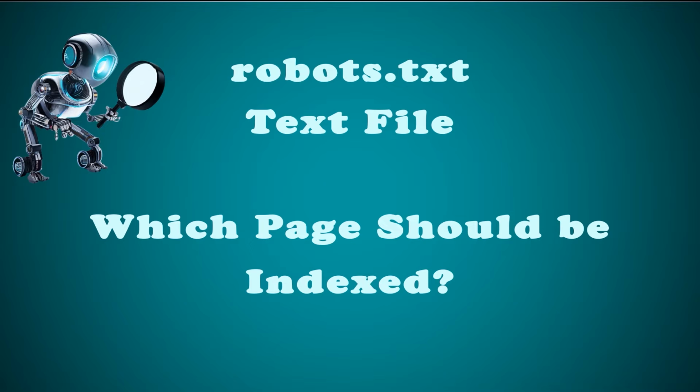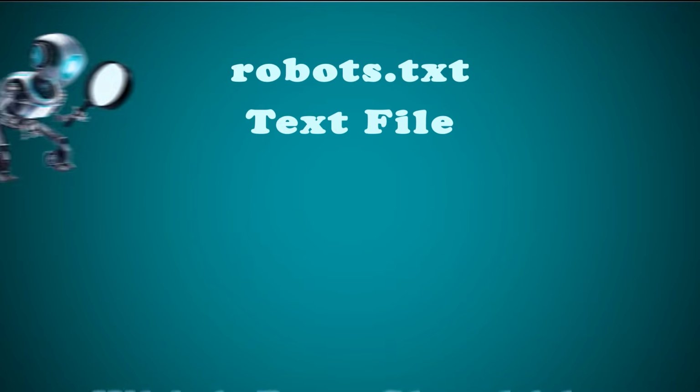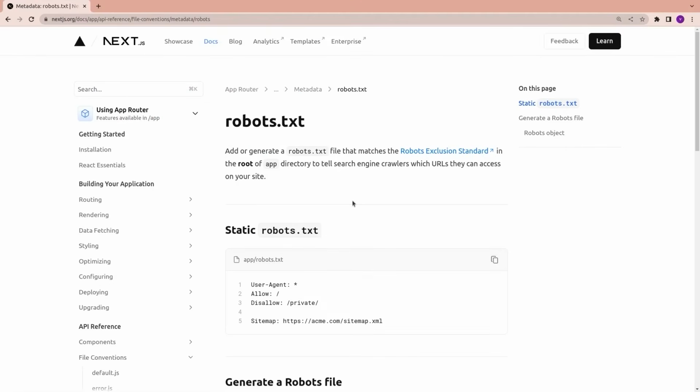For example, let's say you have an admin page that you don't want to be indexed by the web crawlers. So in this file, you specify this admin page not to be indexed by the web robots or web crawlers. So this is the primary use case of the robots.txt file. If I go to the documentation of Next.js, we can see that in order to create the robots.txt file, we have three options.